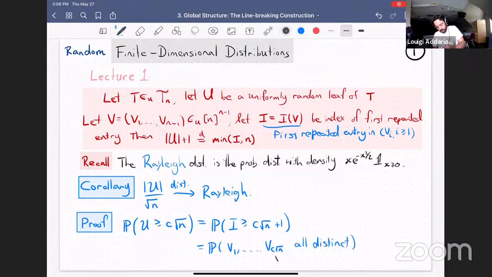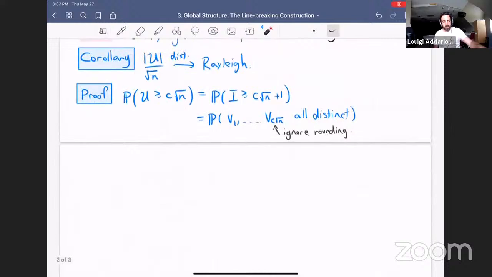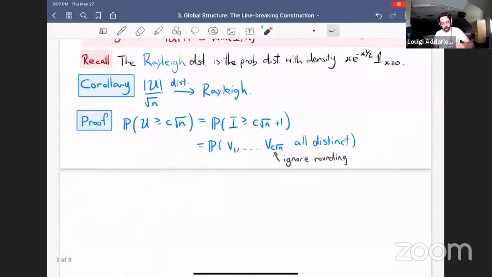Right, so here I'm ignoring rounding. The first repetition is in position at least c root n plus 1 if and only if the first c root n terms are all distinct. So those last two probabilities are really the same event. So in particular, the probabilities are the same.